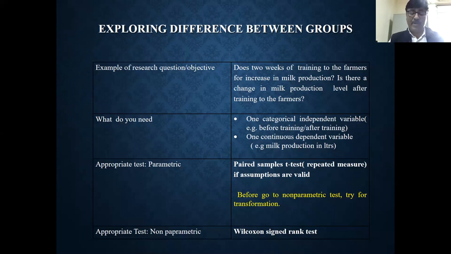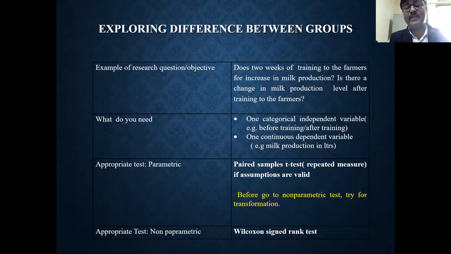Now I don't know what kind of training you provide, but generally if you train farmers, then definitely your cows' or buffaloes' milk production will change. If you are carrying out such research, then because you are using the same population before training and after training, the samples are the same. So in this case, a paired sample t-test is appropriate here, not an independent sample t-test.